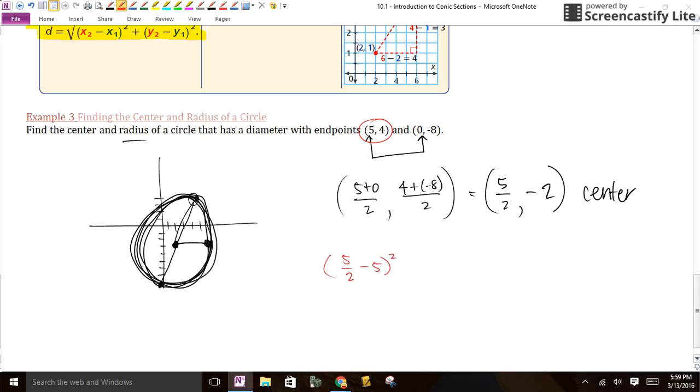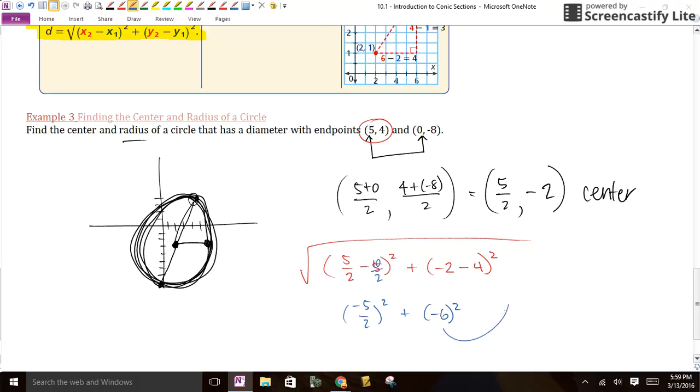So that's the x's. Notice I could make either one y and either one x. I mean, y1 or y2, it doesn't matter. -2 minus 4, and that's going to be squared, and all of that is square rooted. So how gross do you guys want to get? I guess we'll go gross, right? I'm going to change 5 to 10 over 2. So 5 minus 10, -5 over 2, and that's going to get squared. Plus, what was that, -6 squared? So the second one is 36.